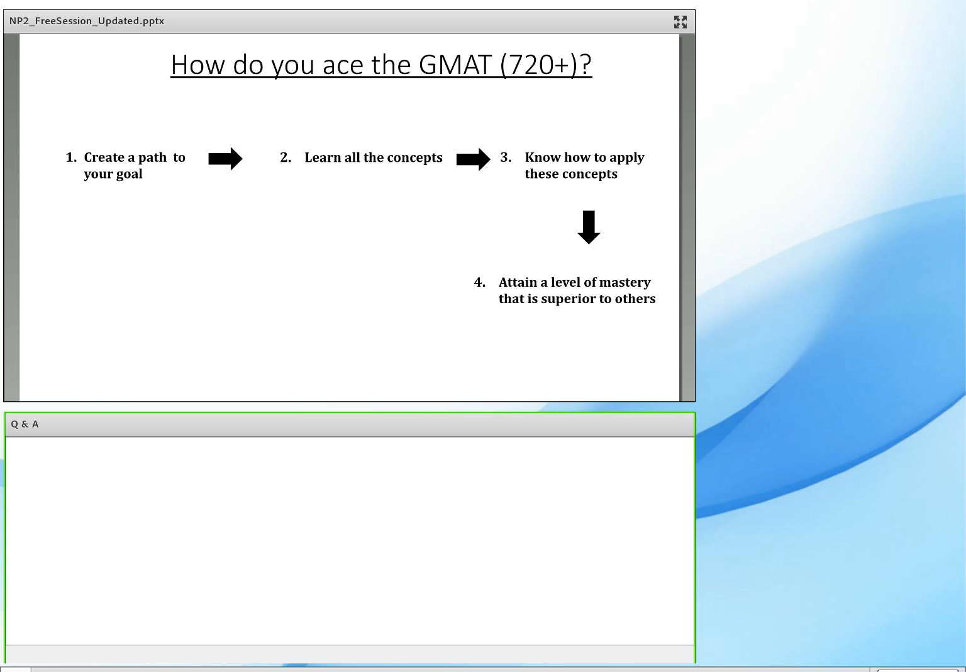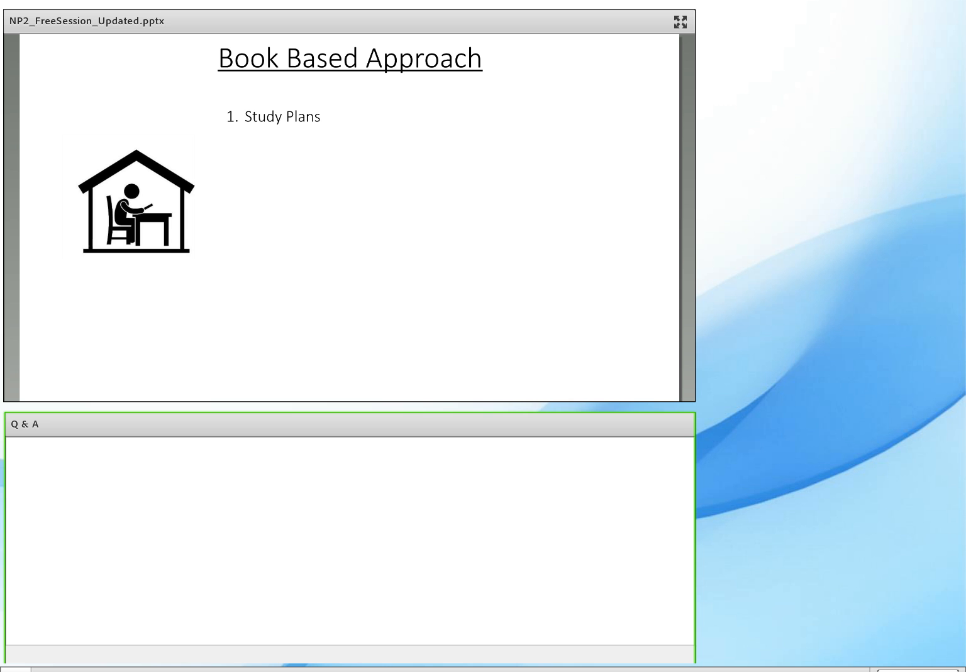So let's see how a book-based architecture addresses this problem. A book-based architecture is all about autonomy, which means that you study using a book, you get a couple of study plans, you actually use those study plans. And if you have to customize, you may customize those study plans to a certain degree, but essentially that's something that's completely on you. Then you learn concepts.